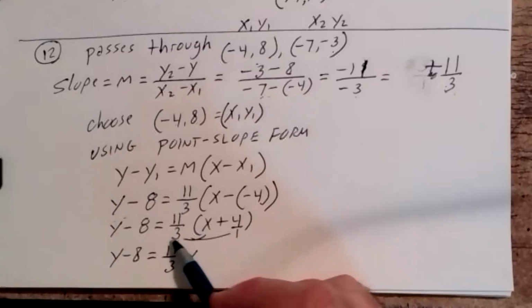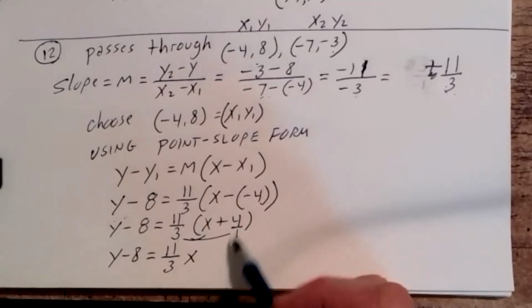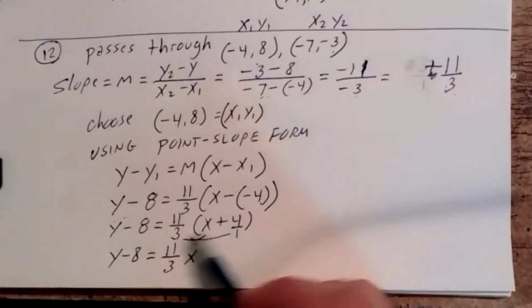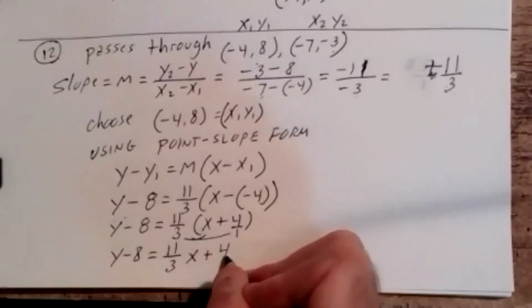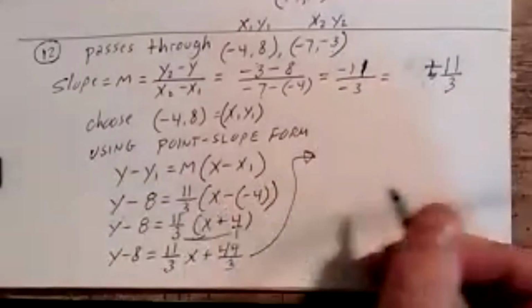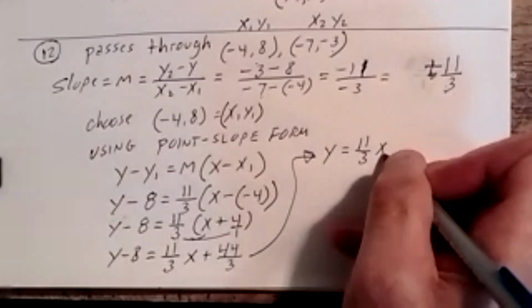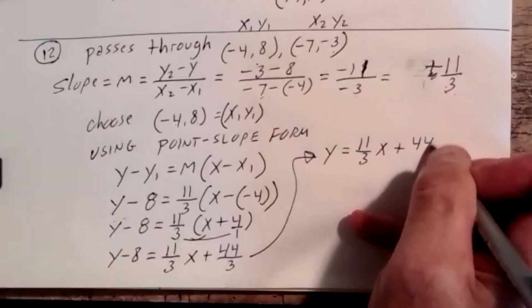Distributing 11/3 inside parentheses, 11/3 times x, 11/3 x. What's 11/3 times 4 over 1? That would be 44 over 3. One last step to getting y by itself is adding 8 to both sides of our equation. So we add 8 to the left where it will disappear, and we add 8 to the right.